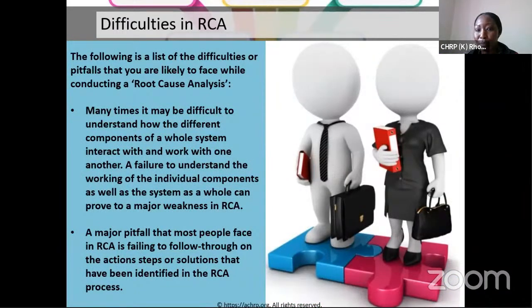Then the fifth point is failure to understand the workings of the individual components of the system and also the system as a whole. We said things are always interrelated and interconnected into a system. So you first need to understand each component of the issue. We can look at the example we had of Peter and Rick.